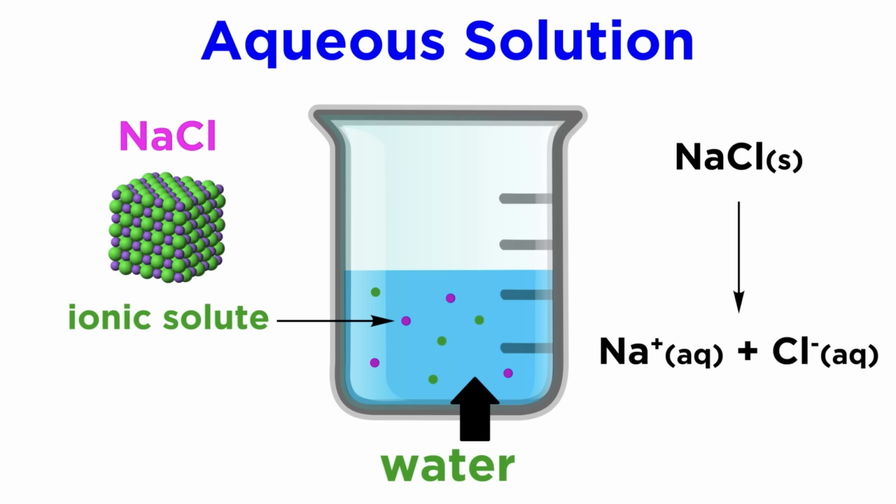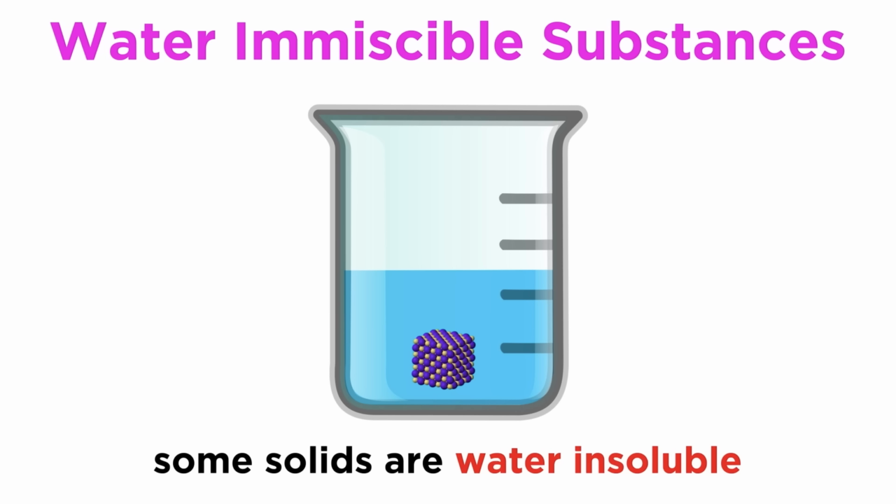When this is the case, we can again display this in an equation, only this time we show solid sodium chloride generating an aqueous solution containing sodium ions and chloride ions, which we list separately, each of which are marked aqueous. Some ionic solids will not be water-soluble, so they will not form aqueous solutions. If placed in water, they would simply sit at the bottom and not dissolve.